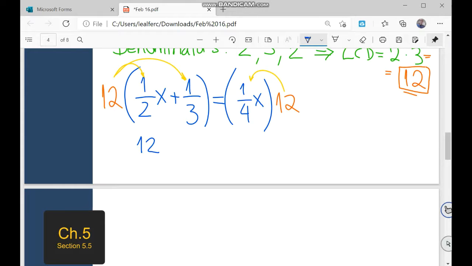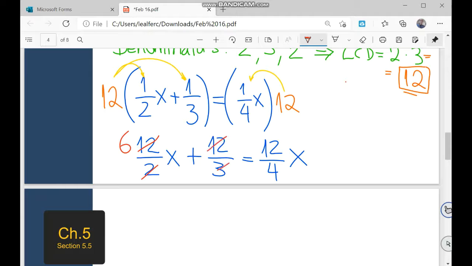12 times 1 over 2x, 12 over 2x. 12 times 1 over 3, 12 over 3, equals 12 times 1 over 4x, 12 over 4x. Okay? Now, let's simplify. 12 divided by 2, 6, 12 divided by 3, 4, and 12 divided by 4, 3. Cool?